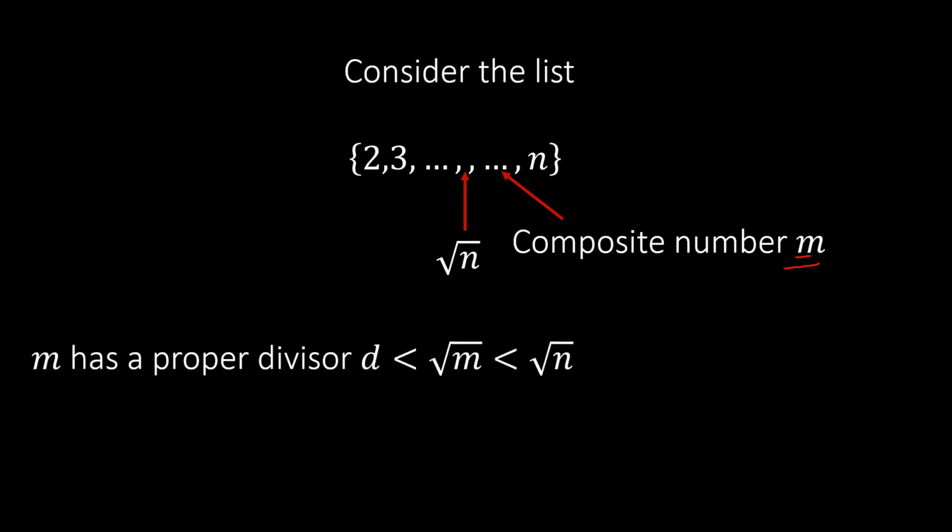Now, by the theorem, m will have a proper divisor d, which is less than or equal to the square root of m. But the square root of m is less than the square root of n, because m is right here in this position. So that d that you see there is going to be less than the square root of n. Because d is in this position right here, this number will be deleted from the list already just by looking at the numbers that are less than the square root of n. So that's the idea. That's why you only need to go up to the square root of n.